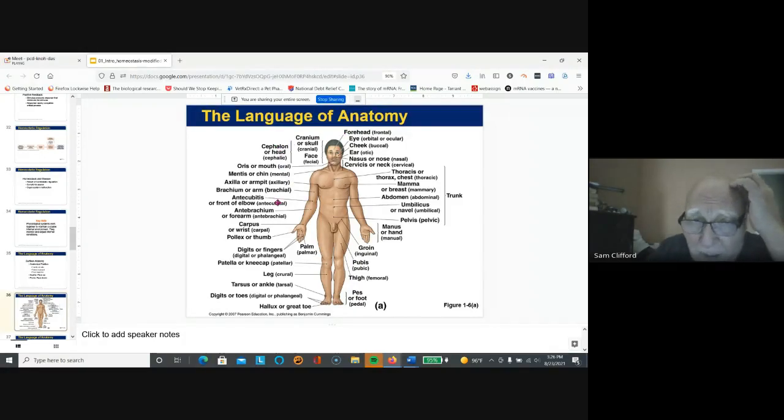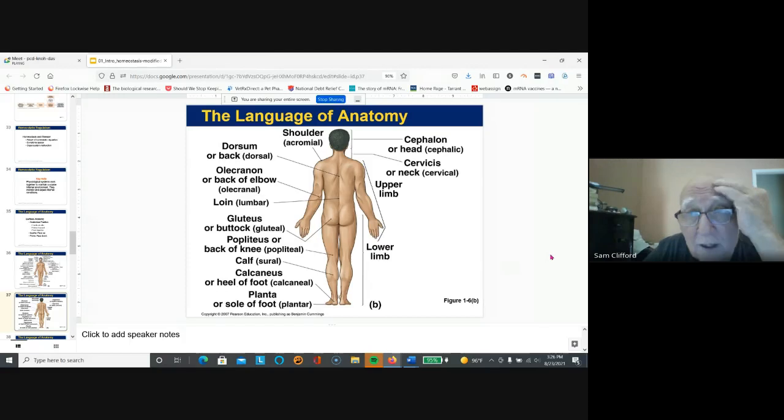So your job is to be able to know that this is brachial, in front of the elbow is the antecubitus, and so on. Carpus is the wrist, and so on. So this is anatomical position, person facing towards you with the palms turned up. If you look from the rear, make sure you know these terms too. The olecranon is the elbow, it's a bone in the ulna, so that's why it's called the olecranon.